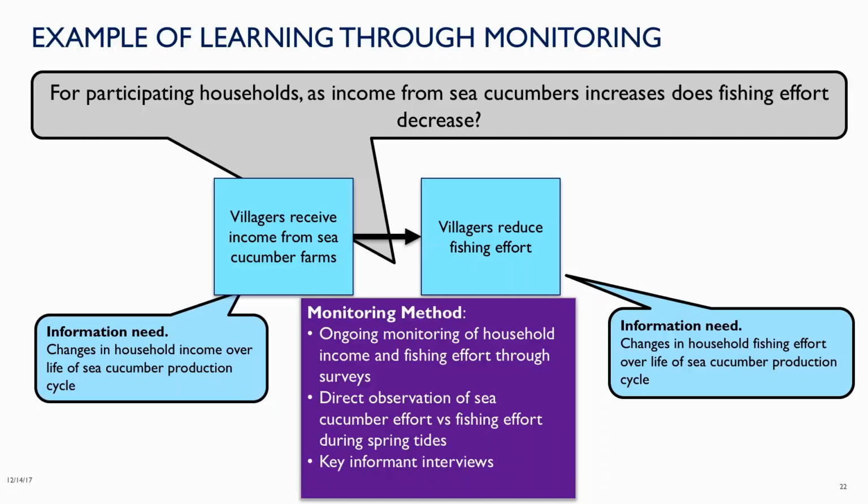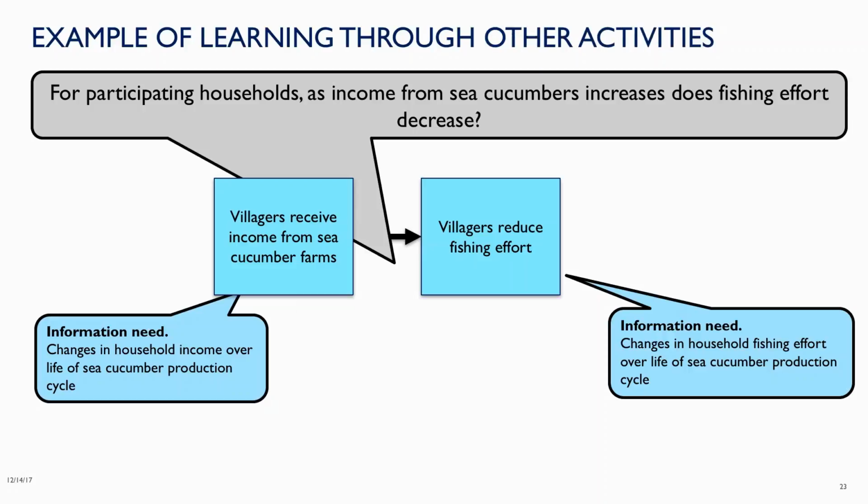sea cucumber pens. So instead of monitoring fishing effort directly through household surveys, we could just observe at peak fishing times. There's really a trade-off between tending your sea cucumbers and being out on the reef fishing. We could do a visual count that was a lot more cost-effective. But you could also do key informant interviews. That's another way. So those are examples of learning through monitoring.